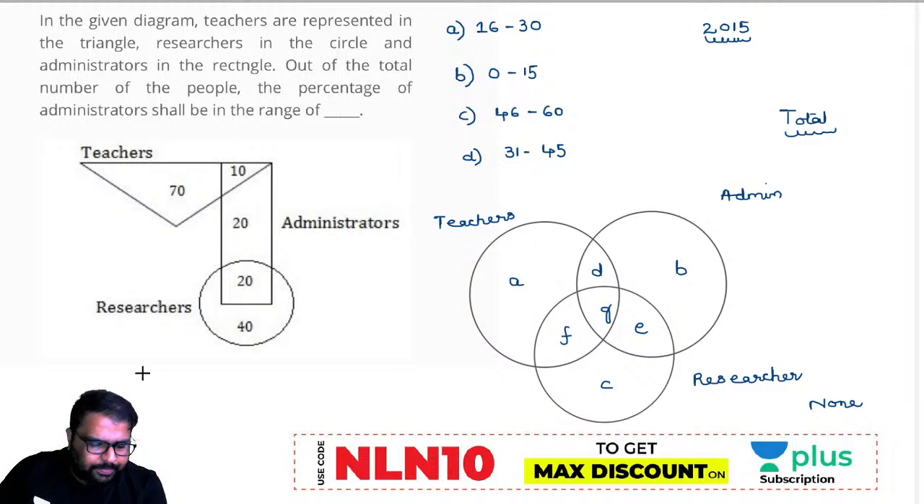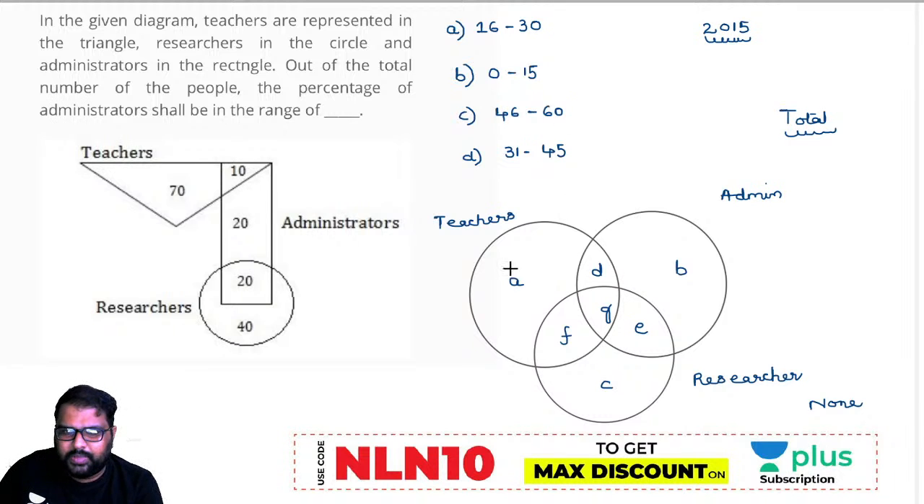Nobody. Shyam, 31 to 40. Kawana has answered this question. Very good. Only Kawana, right? What about the remaining guys? What about the remaining persons? So in the given diagram, teachers are represented in triangles, okay? Researchers in the circle, okay? And the administrators in the rectangle, okay? Out of the total number of people, the percentage of administrators shall be in the range of.